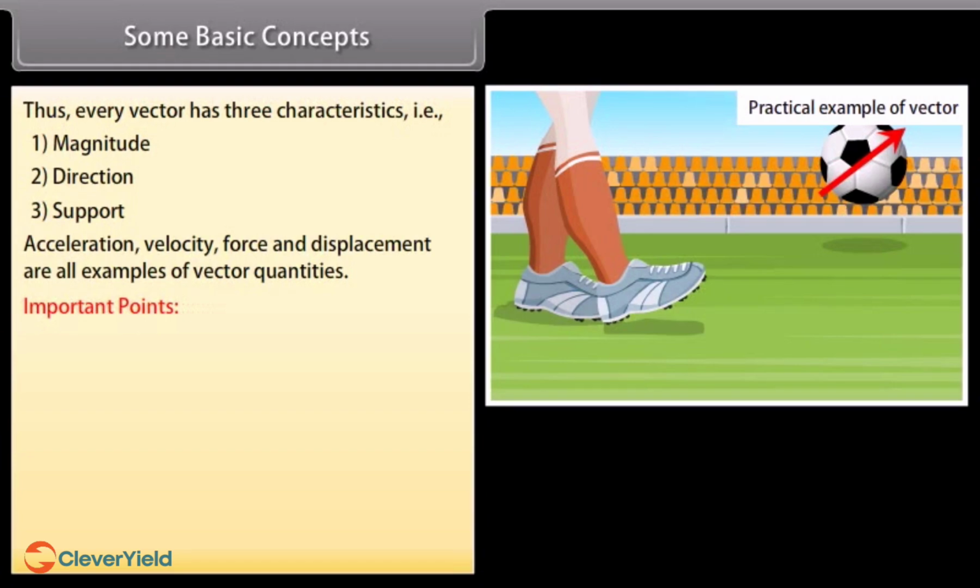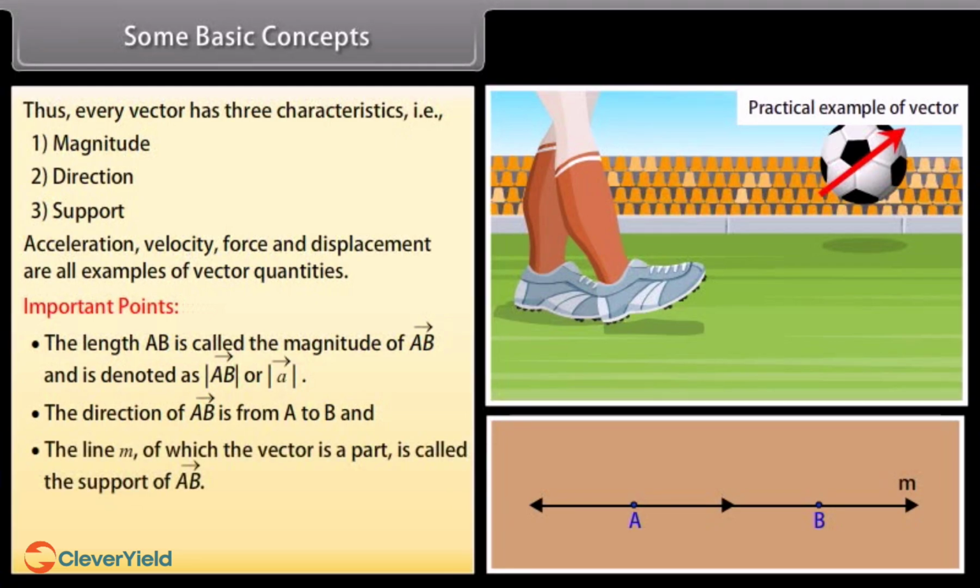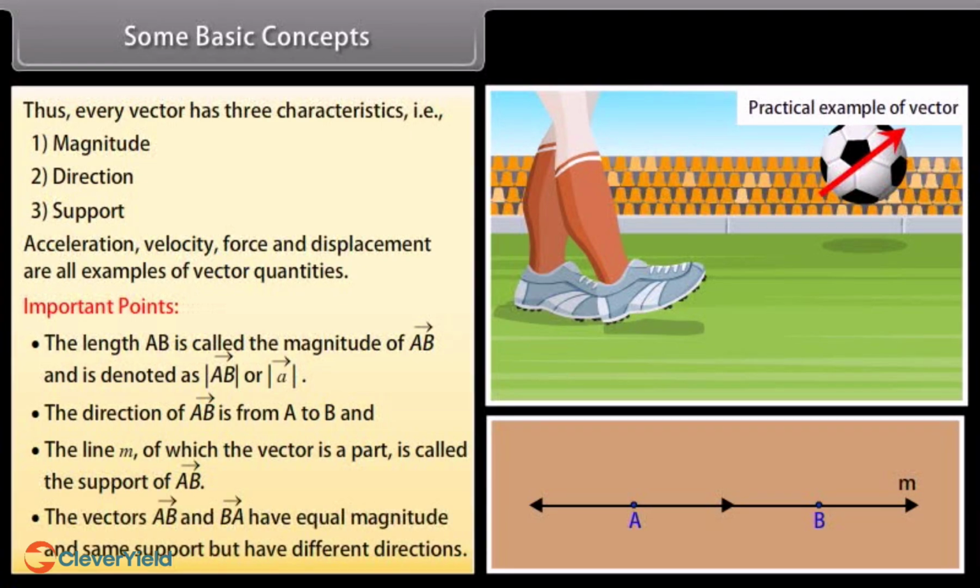Important points. The length AB is called the magnitude of vector AB and is denoted as mode of vector AB or mode of vector A. The direction of vector AB is from A to B. The line M of which the vector is a part is called the support of vector AB. Vectors AB and BA have equal magnitude and same support but have different directions.